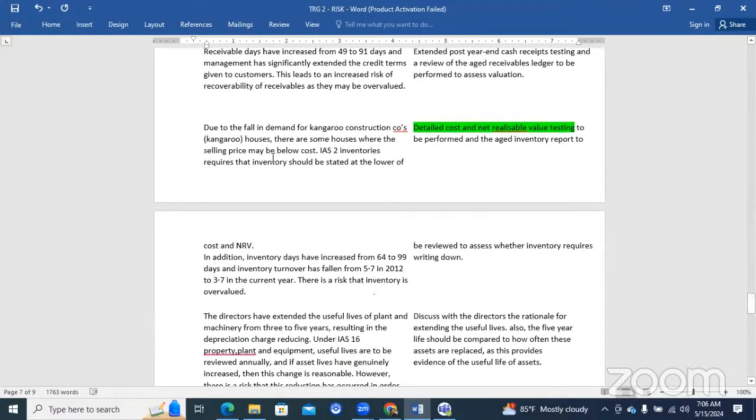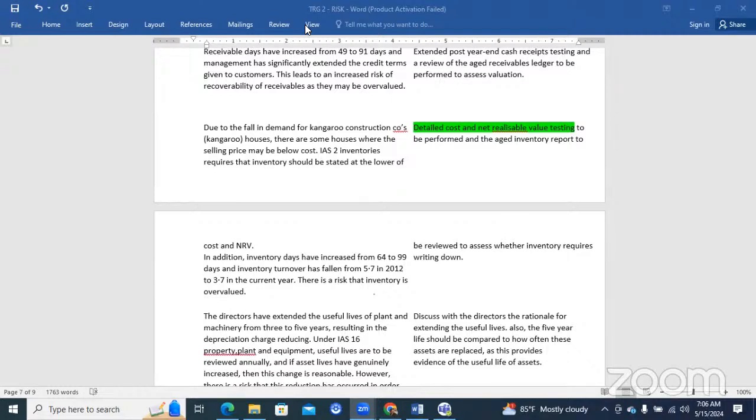See here. Due to the fall in demand for Kangaroo construction houses, there are some houses where the selling price may be below cost. The IAS 2 standard requires inventory to be stated at the lower of cost or NRV. That is the standard issue. In addition, inventory days increased from 64 to 99 days. By that, there is a risk of overvaluation of inventory. Now, students, did you understand how to connect? Is it clear?